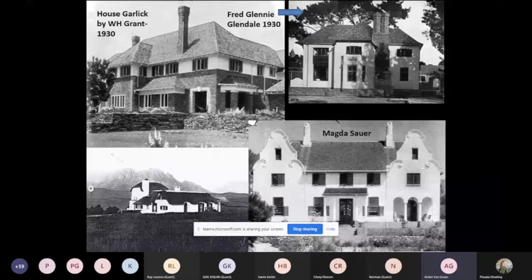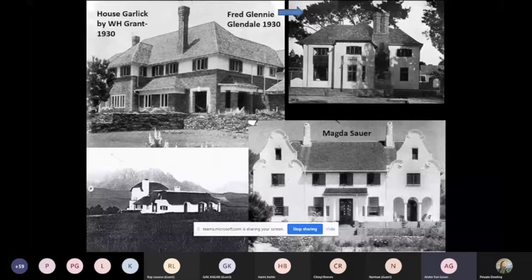In Cape Town, as you can see, houses by Grant there for the Garlicks, very much still continuing in this Art Deco, in the sort of arts and crafts tradition. Fred Glennie, these are architects who actually practiced later on doing arts and crafts architecture, but you can see their domestic work.